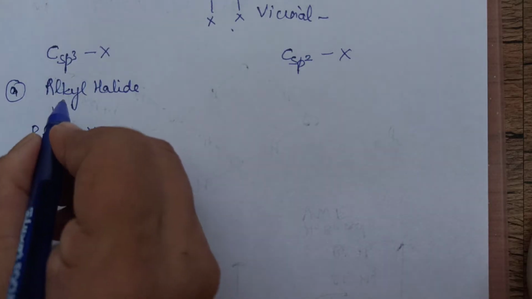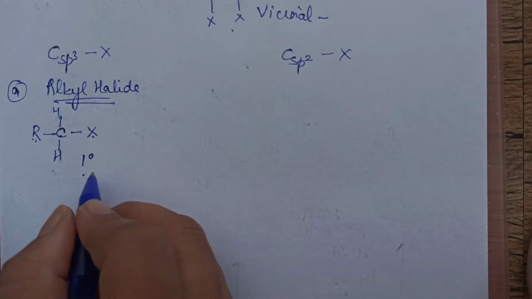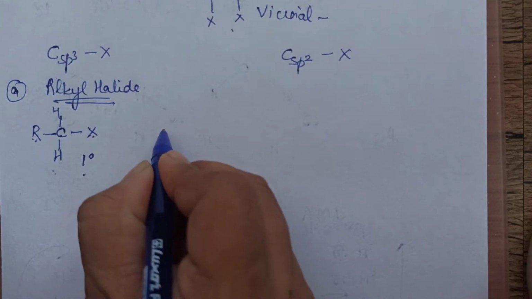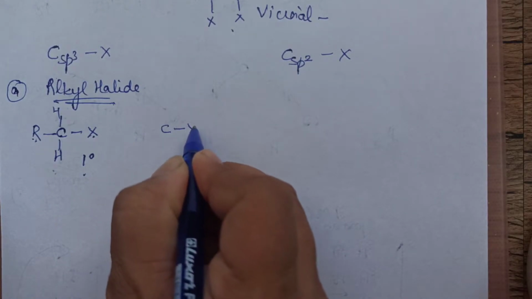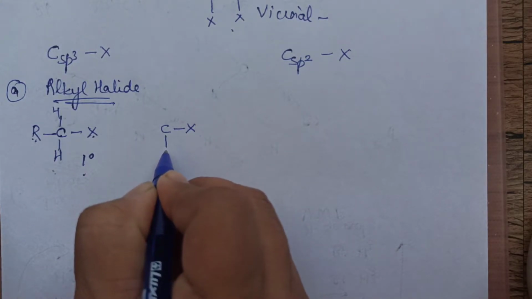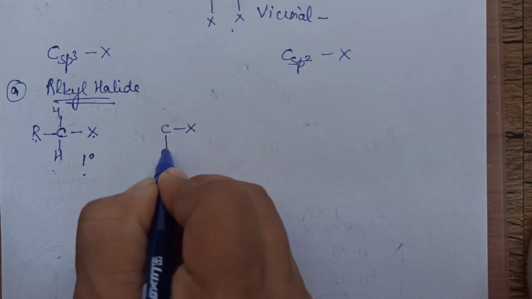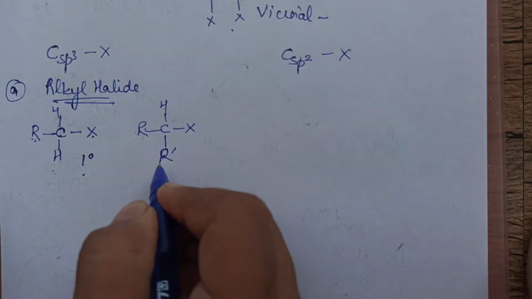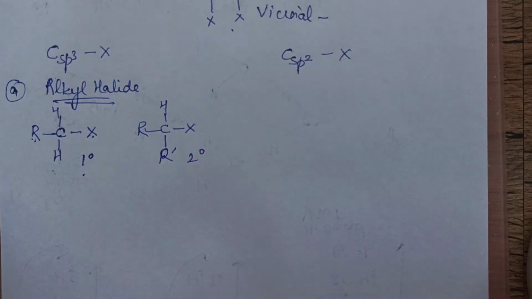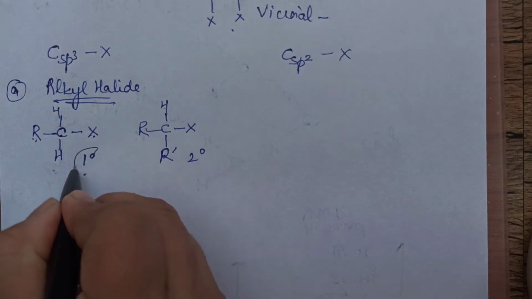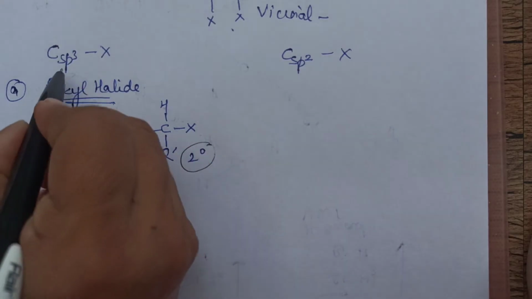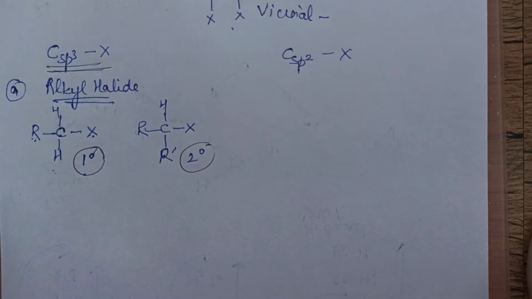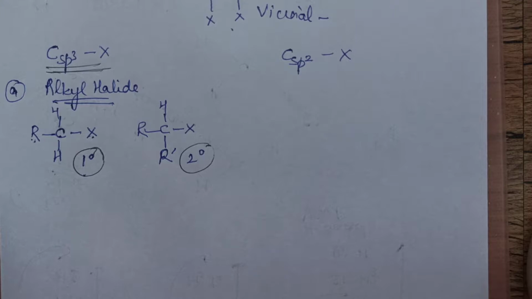Now in this alkyl halide itself you have the second category as 2 degree. That means the carbon containing halogen is in turn attached to two carbons. This is 2 degree alkyl halide. Okay, you can mark this. This is 1 degree. This is 2 degree. We are discussing the sp3 hybridized carbon containing halogen.